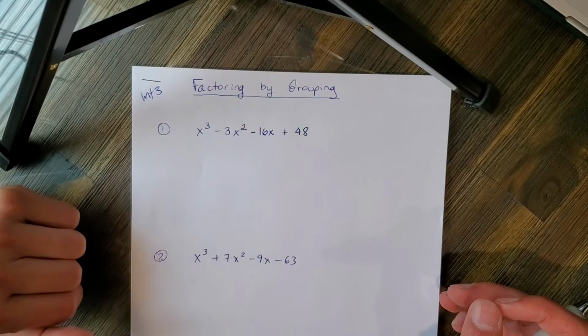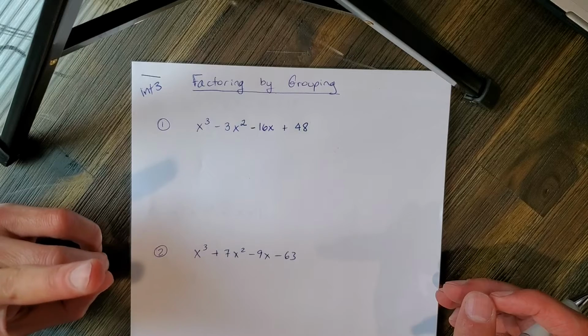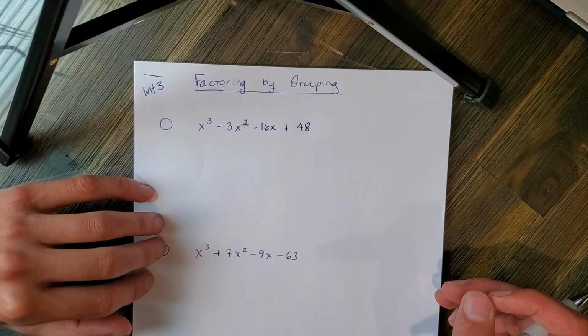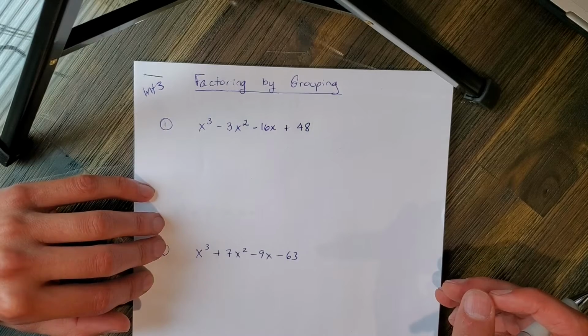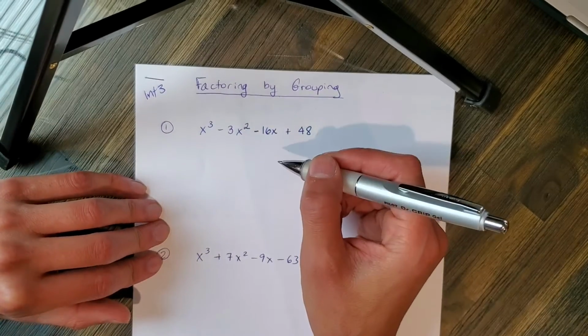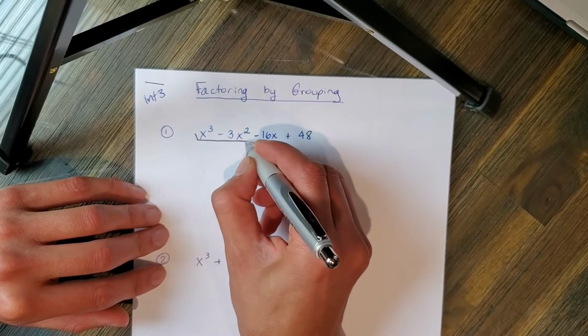All right, guys, factoring by grouping. Okay, we have two more factoring lessons left. This is one of them, and so we have one more after this. So factoring by grouping. What we're going to do here is factor it in groups of two. So let's jump right in.